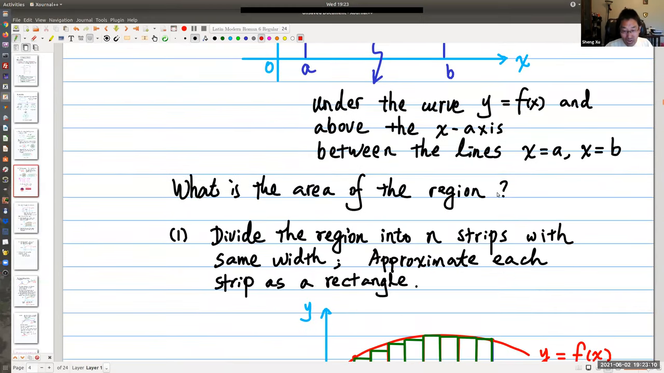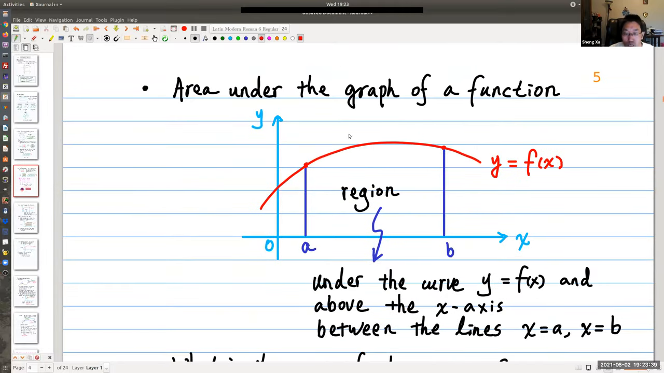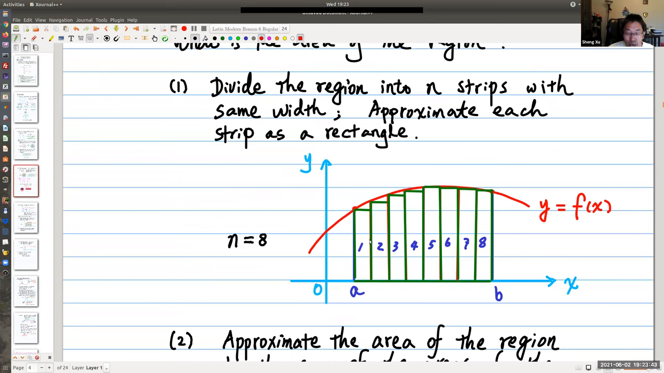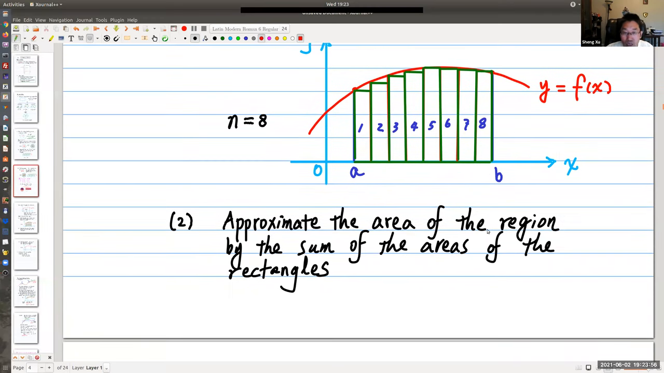Very similar: we divide and we sum, we add, okay? What I can do here is divide this region into a lot of strips. For example, I can divide the region into n strips with the same width. In this picture, I have 8 strips. You see that? Then the area of this region can be approximated by the areas of these eight strips, and we can make this approximation better and better if I use more and more strips.